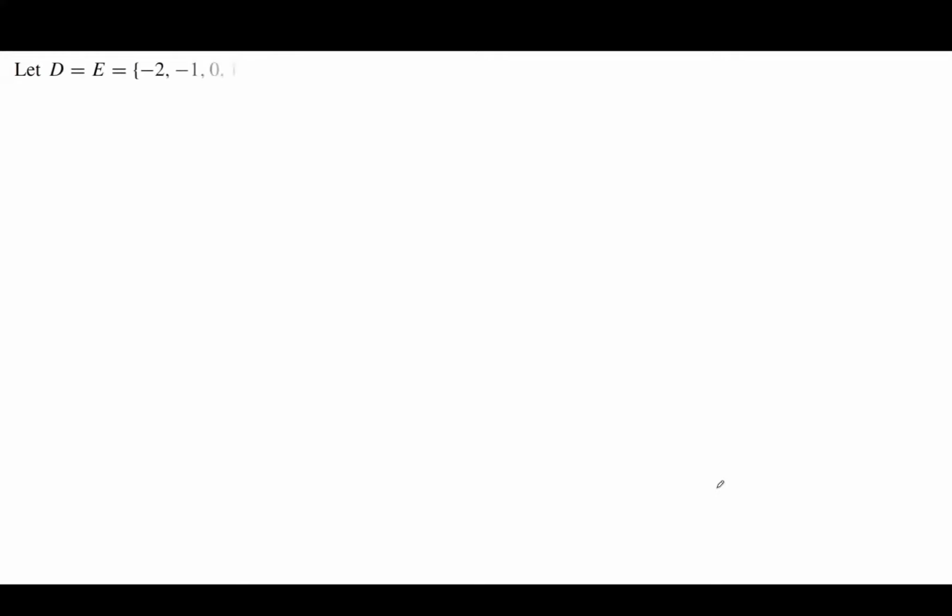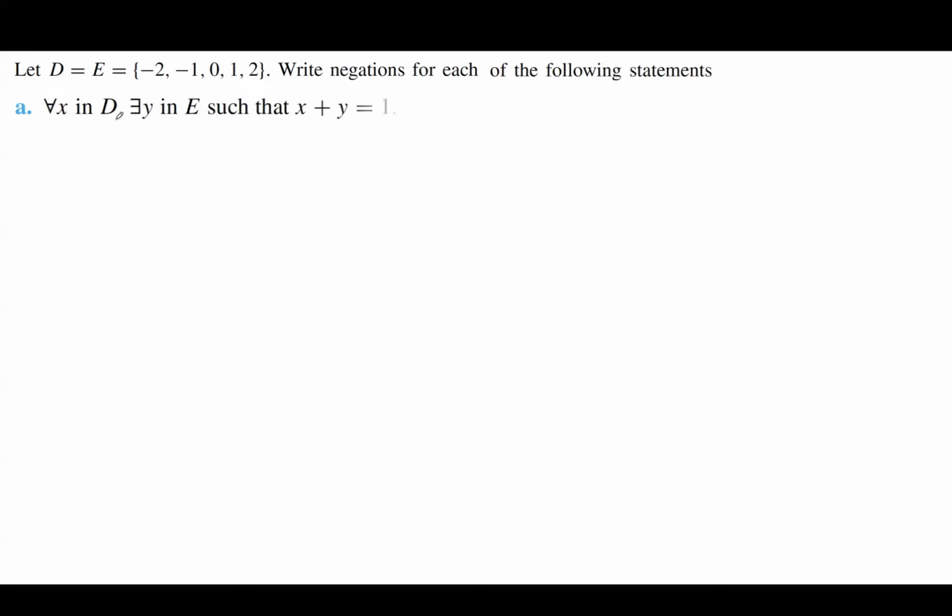Very well. Consider two sets D and E, both equal to {-2, -1, 0, 1, 2}. Write the negation for each of the following statements and check which one is true and which one is false. A: for any x in domain D, we can find a y such that x plus y is equal to 1. For its negation, the negation of for all is there exists.